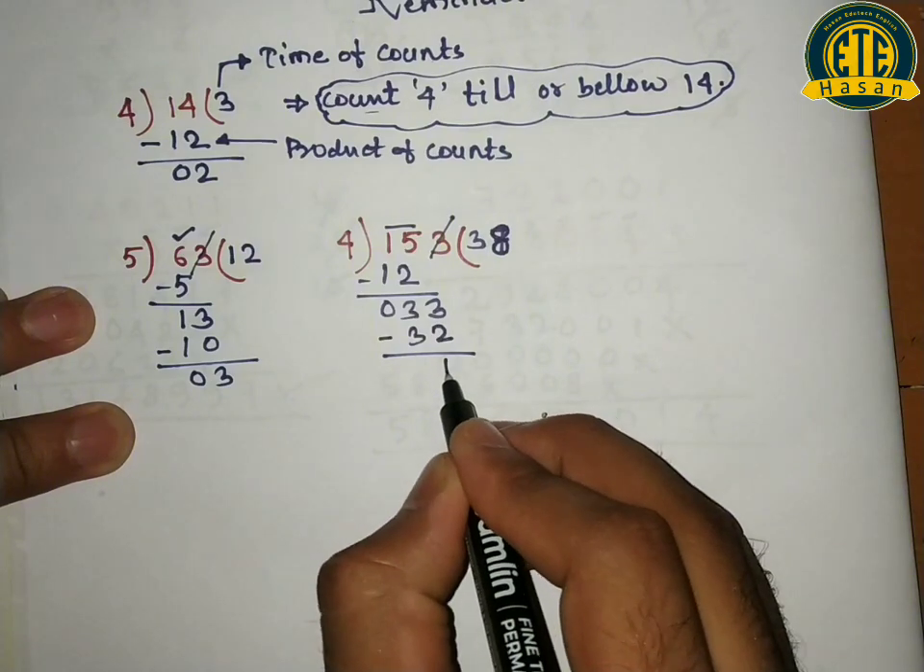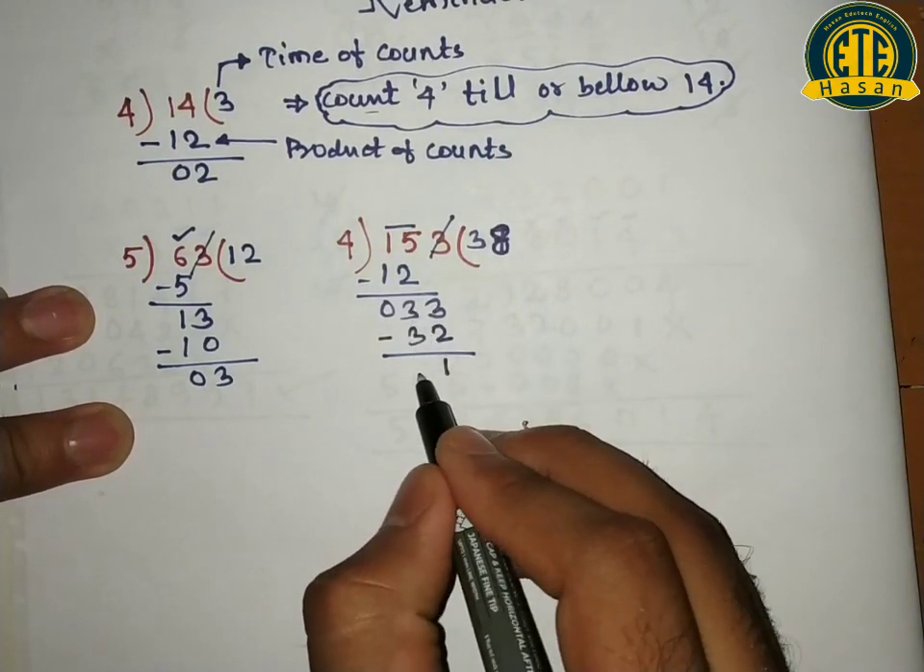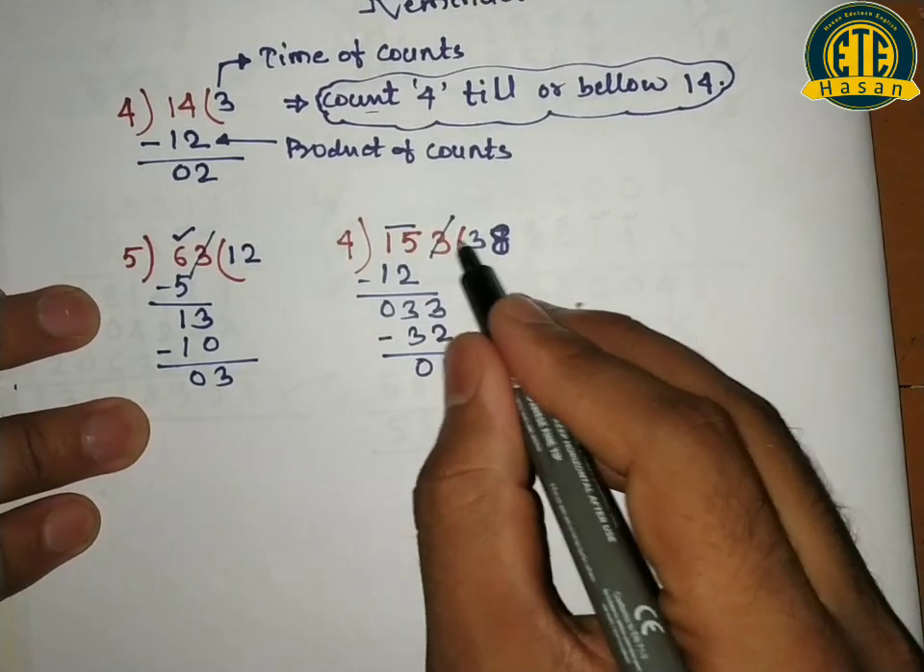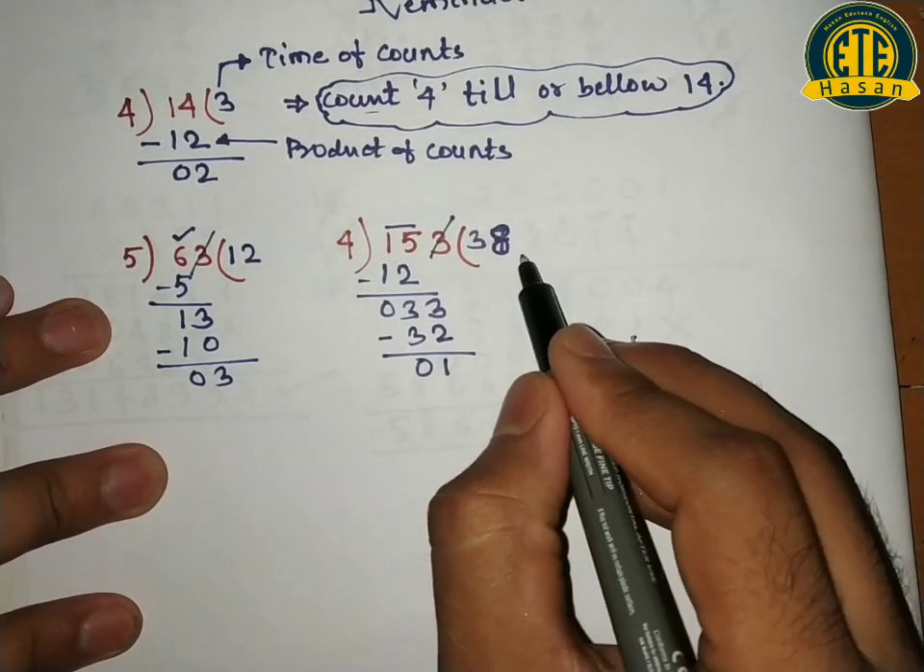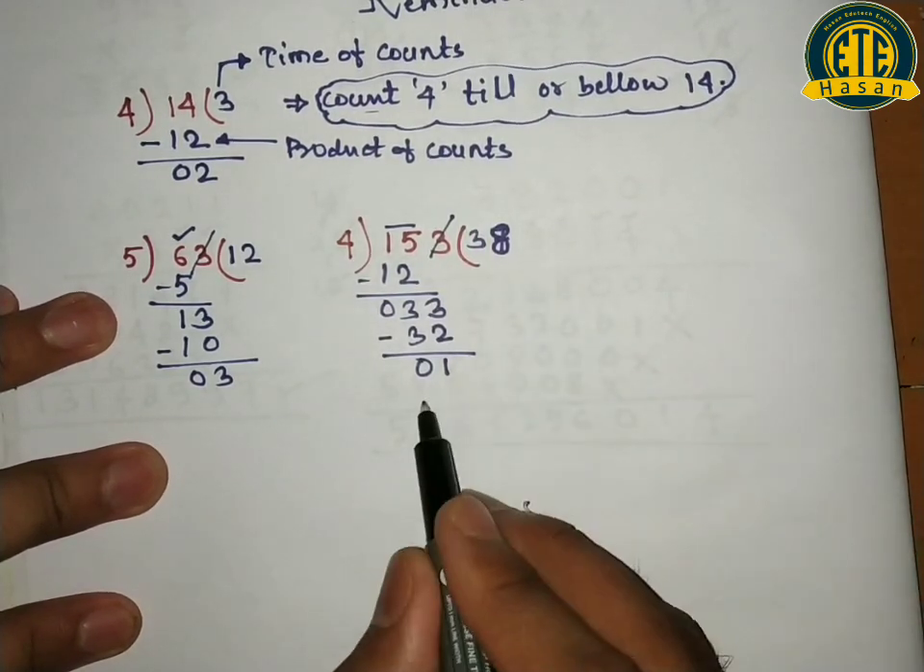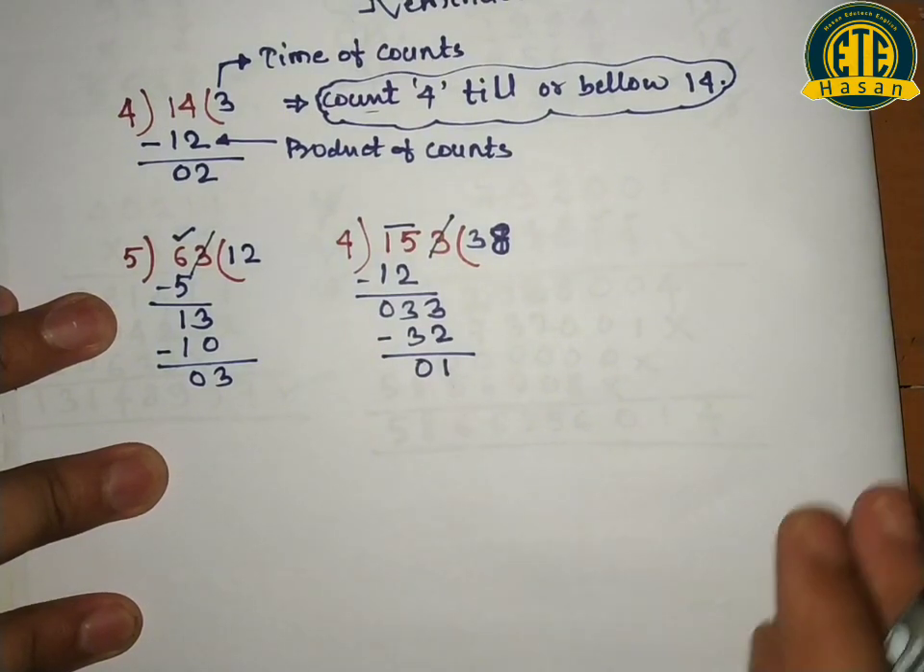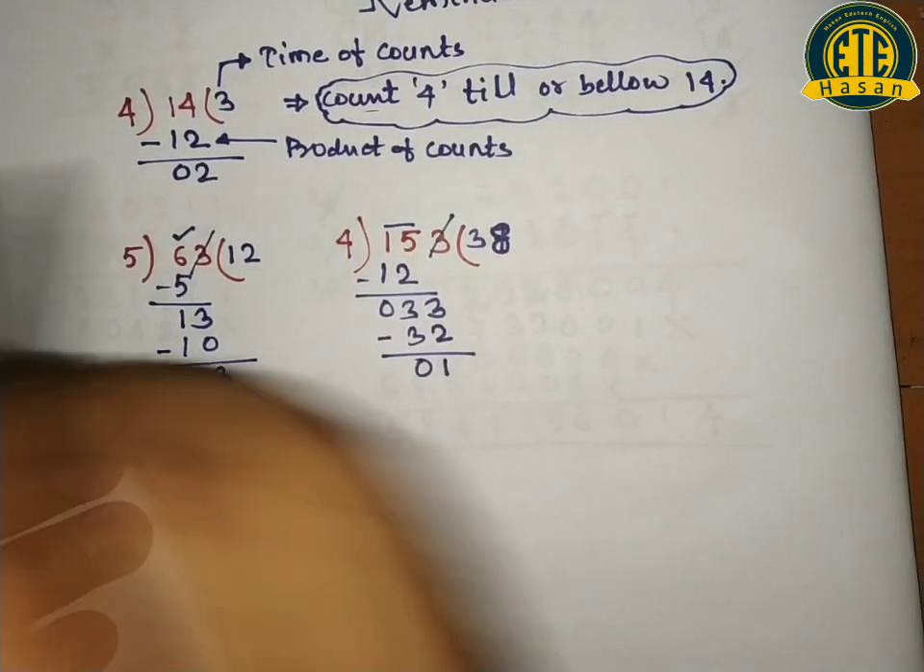Now subtract it. 3 minus 2 is 1. 3 minus 3 is 0. Is there any dividend left? No. So our answer is over. What we have got? The quotient is 38 and the remainder is 1. Okay, this is another simple example.